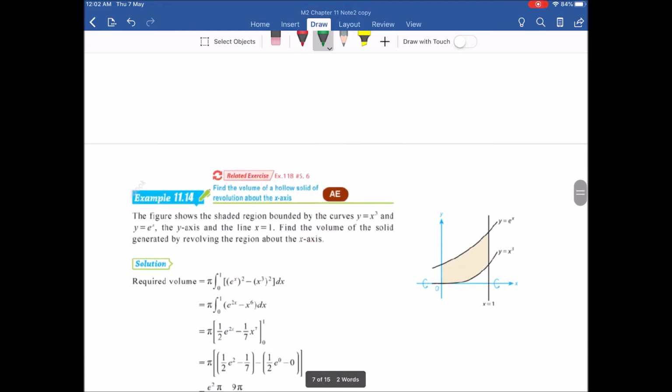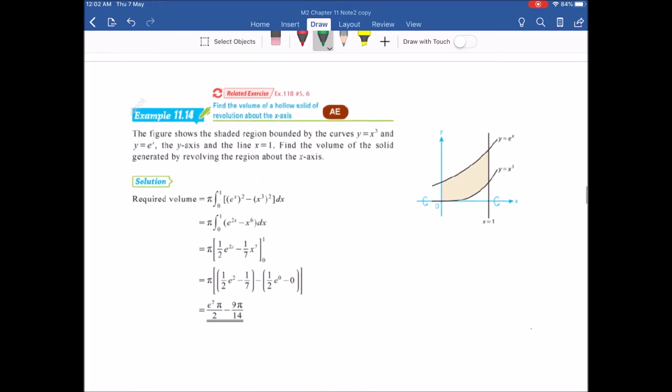And now we are going to see some more examples. This time these two curves. The area is this one. Rotate about the x-axis. So you're going to find the big one, integrating from 0 to 1. The big one is pi y squared, that is e^x all squared, minus the small one. The small one is this one, pi x cubed all squared.